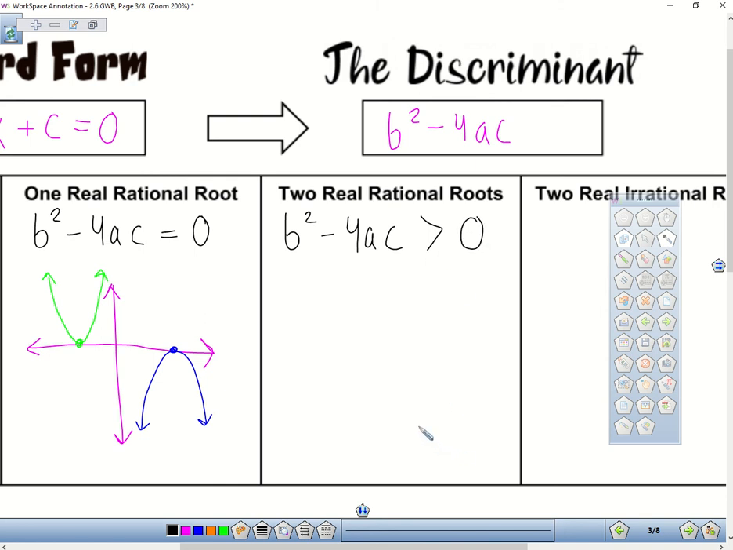That's the first condition of two real rational roots. Now the second condition for two real rational roots is that this right here is a perfect square. So if that number comes out to be something like 9 or 16 or 64, that's going to give you two real rational roots.